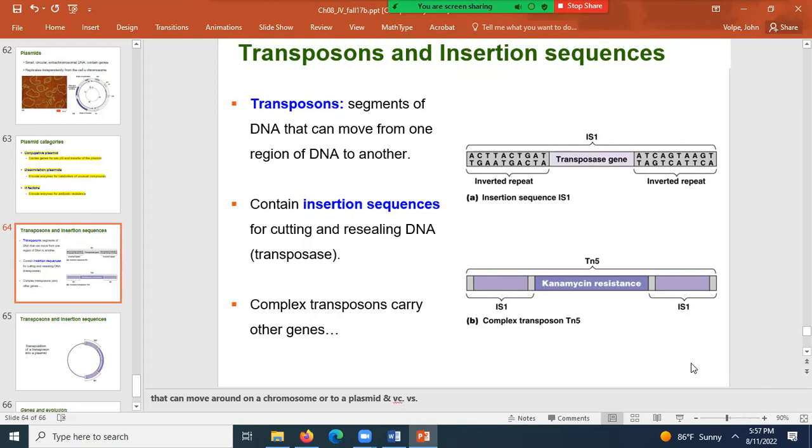If transposons contain extra DNA, they can move the DNA from one location in the cell to another, such as a kanamycin resistance gene. Transposons can also move into a plasmid, like from the chromosome, they can move this piece of DNA onto a plasmid. And then because plasmids are more likely to move between cells, the transposon can move into a new cell via the plasmid.